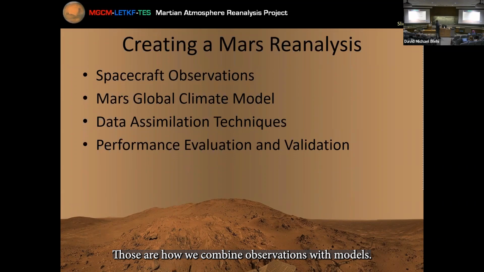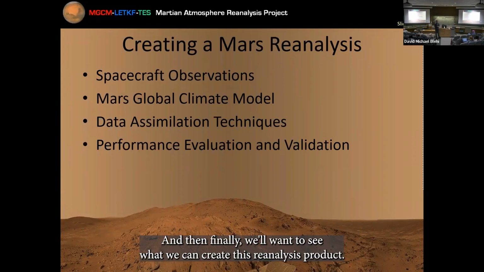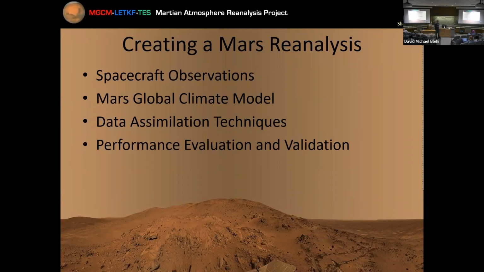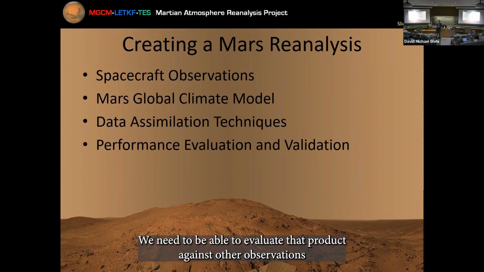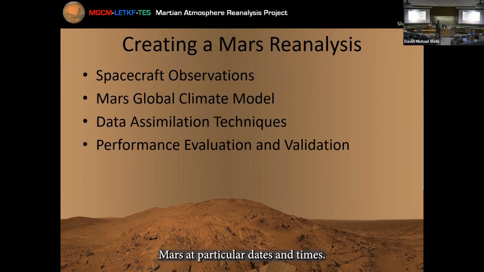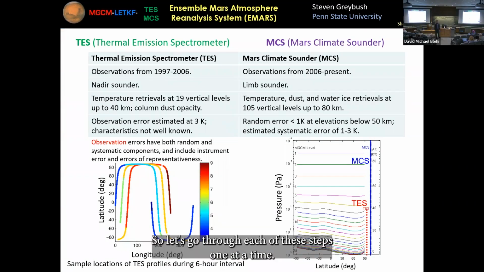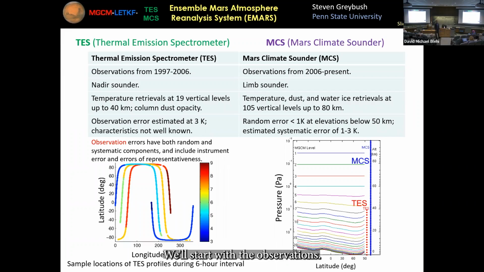Those are how we combine observations with models generally. Specifically, we're going to apply this to Mars. And then finally, we can create this reanalysis product, but how do we know it's any good? We need to be able to evaluate that product against other observations to see how well it's doing at representing the weather on Mars at particular dates and times. So let's go through each of these steps one at a time. We'll start with the observations.